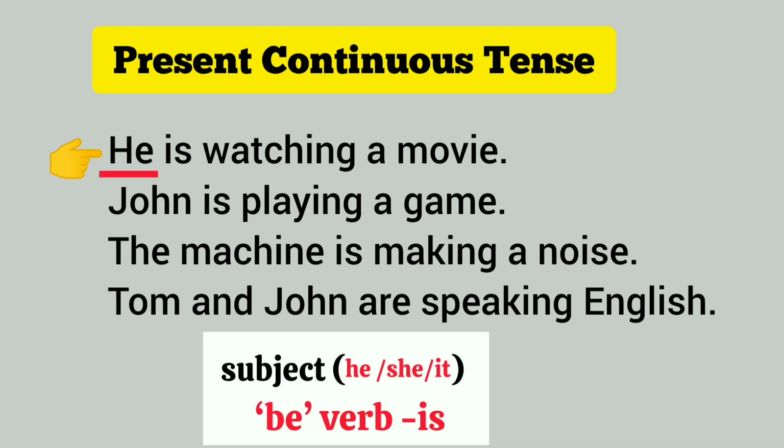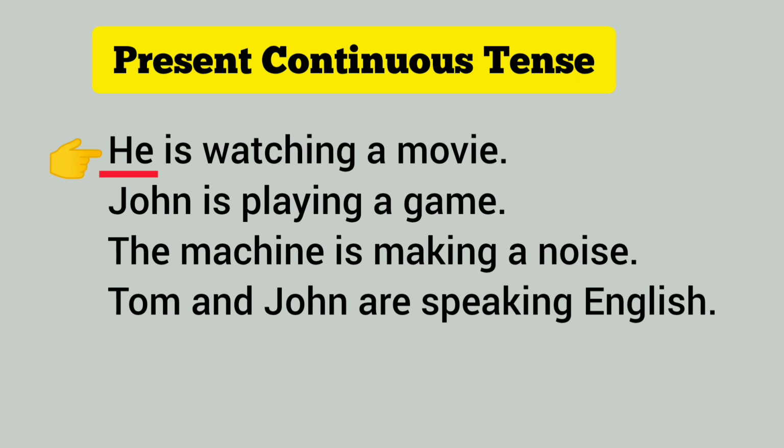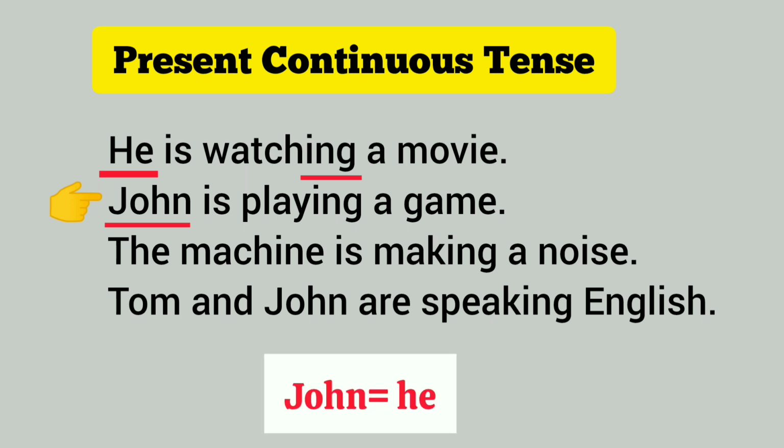For he, she and it, we use the be verb is. But here you must have noticed that I added ing to the verb. He is watching a movie. The next sentence says, John is playing a game. It means he's doing that right now. And John is a he, therefore I have used the be verb is. And again you noticed I added ing to the end of the verb playing.